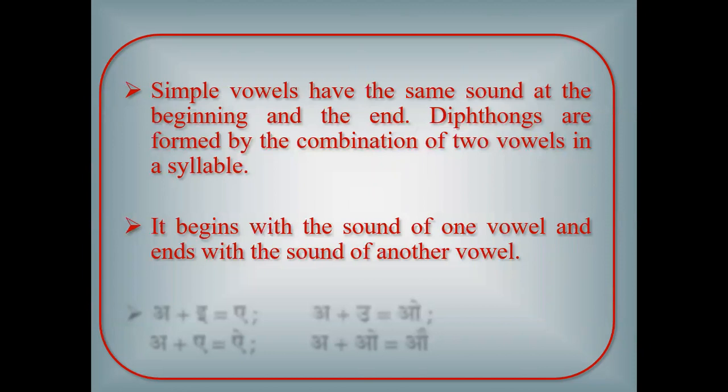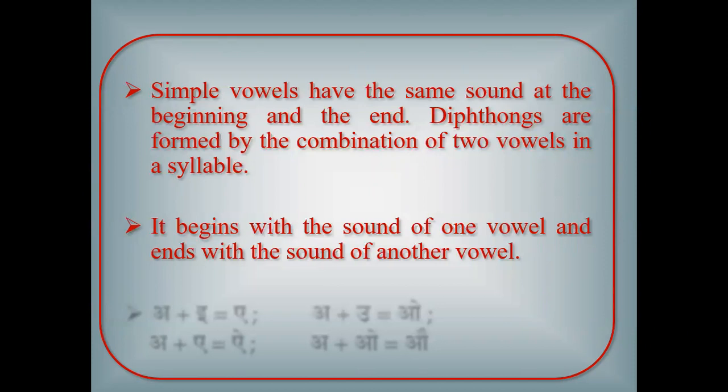So at the beginning it has a place of pronunciation, and at the end it has a place of pronunciation. Therefore, two vowels are involved in pronouncing the conjunct vowels. It starts with the pronunciation of a vowel, and it ends with the pronunciation of another vowel. Therefore, it is a combination having two different sounds, one at the beginning and the other at the end. Therefore, it is called conjunct vowels.